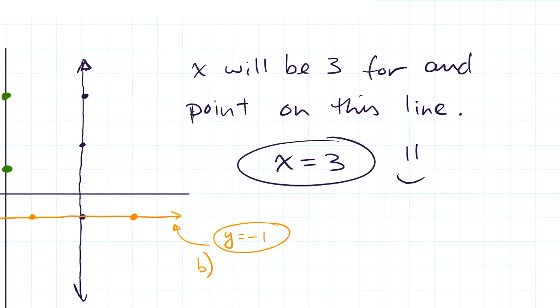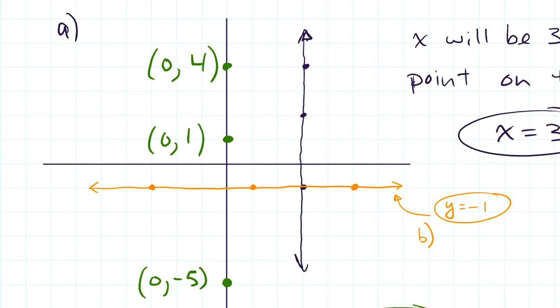So I wrote it right here. x will be 3 for any point that's on that line. So that's the equation. And yeah, it seems simple, but it's what it is.